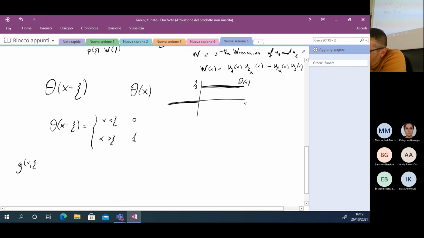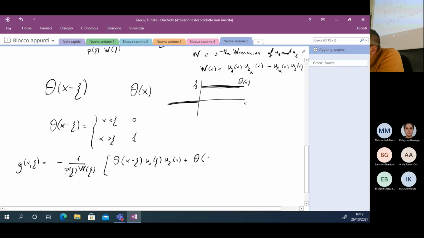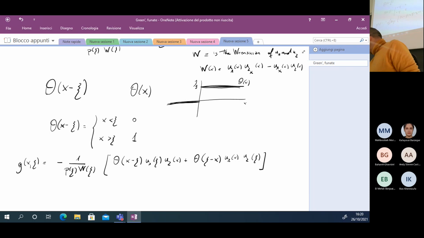I can write g(x,c) as minus 1 over p(c) times the Wronskian W(c) times the theta of x minus c, u1(c) u2(x), plus the theta of c minus x, u1(x) u2(c). Well, it's just a way to write in one line, though not even so short, the entire expression for the Green's function.